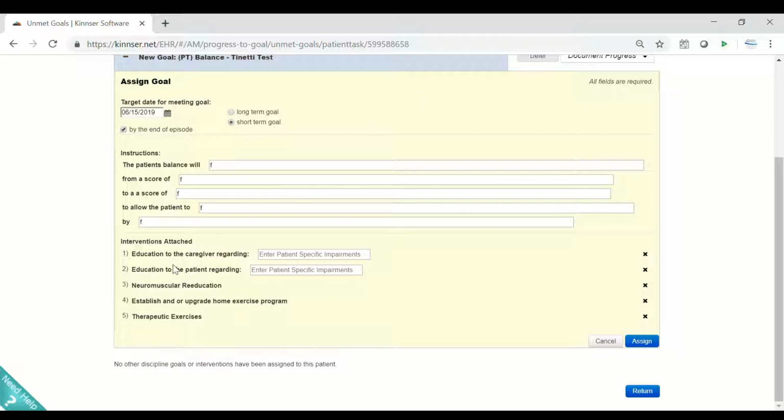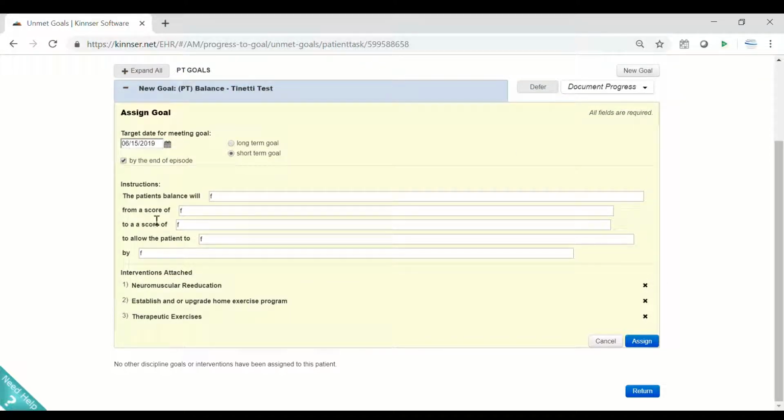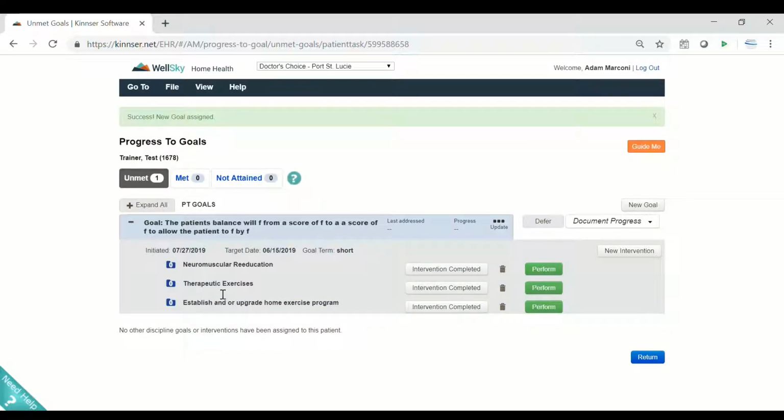Now, if I like these interventions, I can keep them, and I could fill in or type something in there if I have to. Or if I don't want to keep them, I get rid of them here. Once I have this information and hit assign, those become your interventions there. So now you have all the components you need for your order. You have the frequency, duration, and the other note, and then you have your interventions listed here.